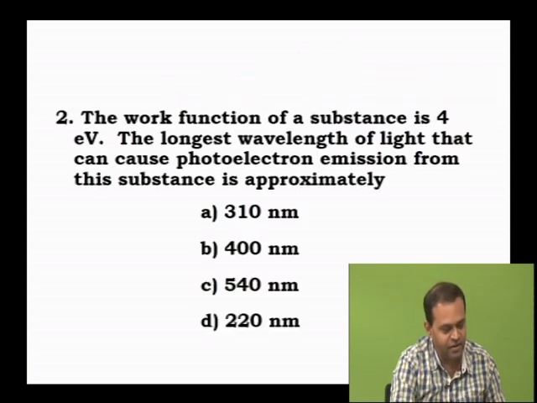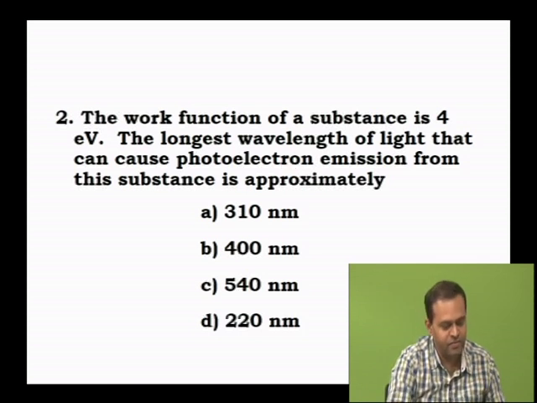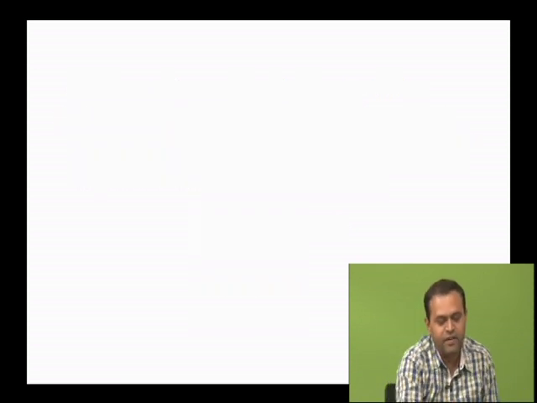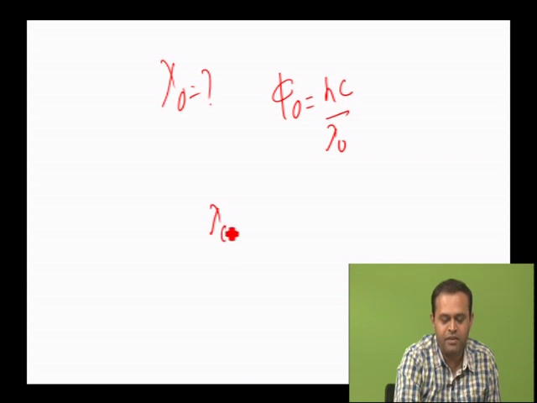For example, in the second problem, the work function of a substance is 4 electron volt. What is the longest wavelength of light that can cause photoelectron emission from this substance, approximately? Now, you have to determine the value of lambda naught. Correct? The threshold value you have to determine. You know the formula: work function phi naught equal to h into c divided by lambda naught. Therefore, lambda naught is equal to h into c divided by phi naught.